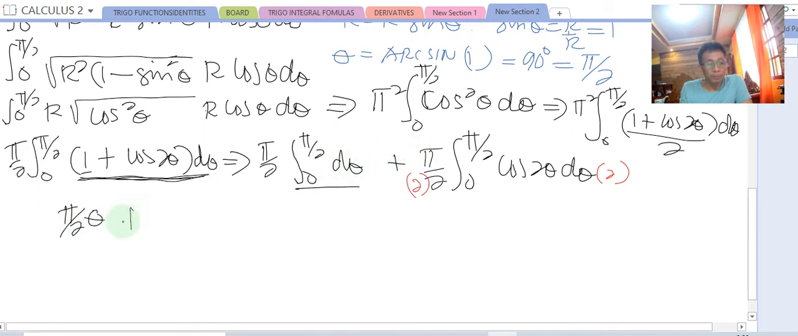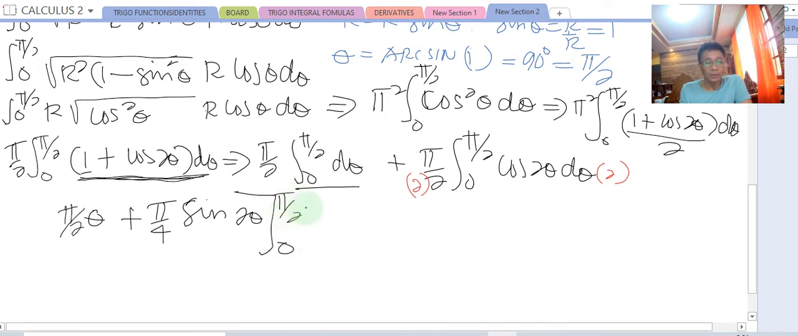Plus pi over 4. The integral of this is, what is the integral of cosine 2 theta? This is sine of 2 theta. Okay? So our limit is 0 to pi over 2. We'll just apply the limit together. This is now our integral. But now we substitute the upper limit and the lower limit.